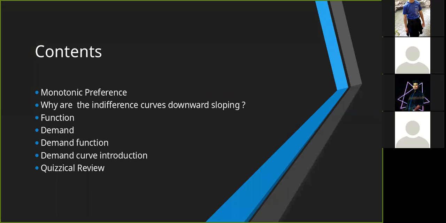Monotonic preference. Why are the indifference curves downward sloping? It's a very important question that may be asked to you in the exam. The concept of functions, the concept of demand, then the demand function, and we will just have an introduction to the demand curve. After that, as usual, we will have our quizzical review. Okay, so let's start.